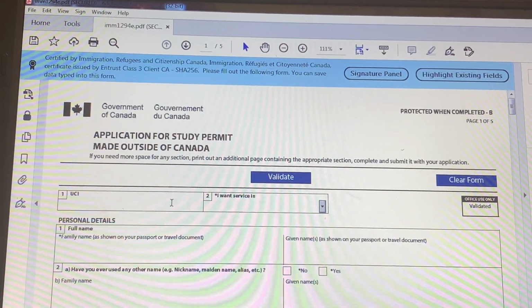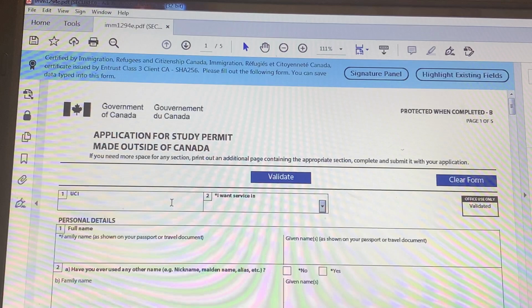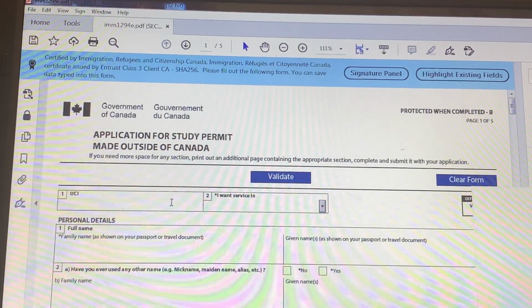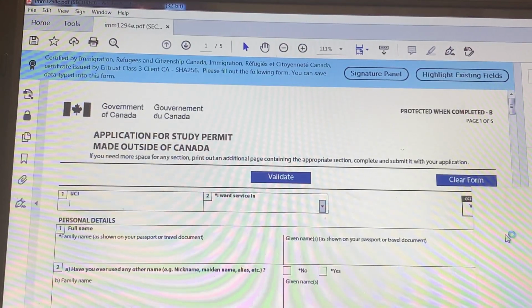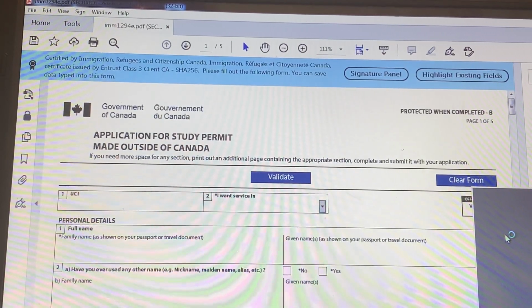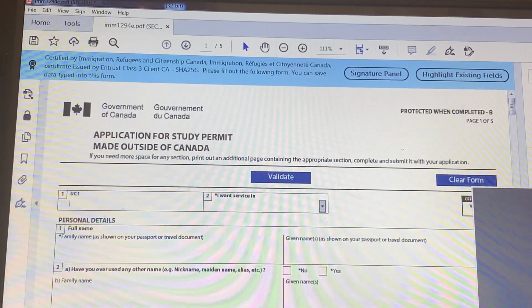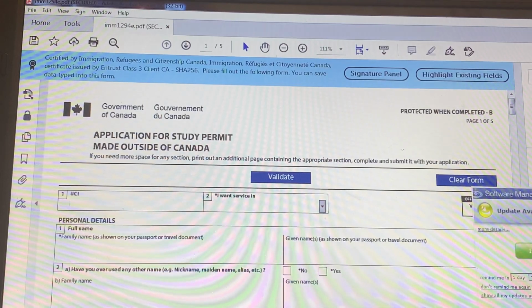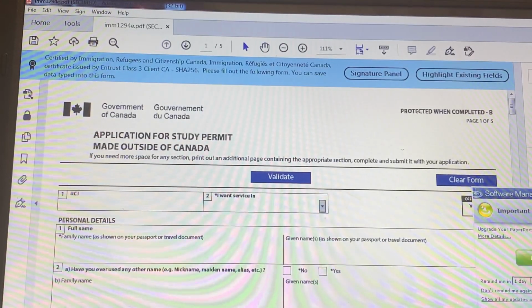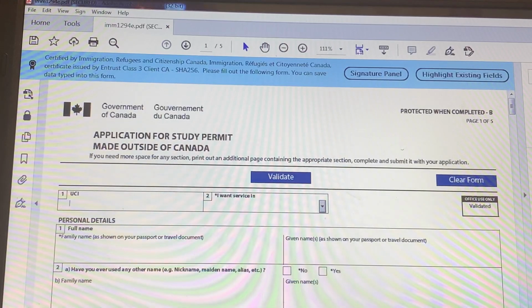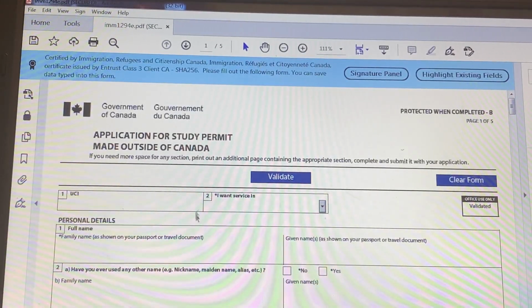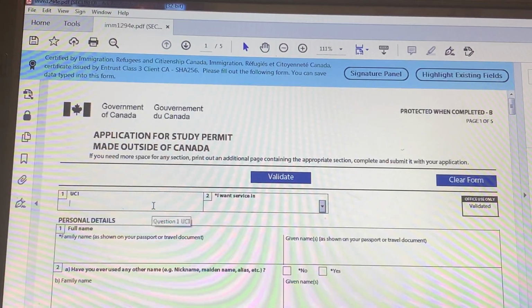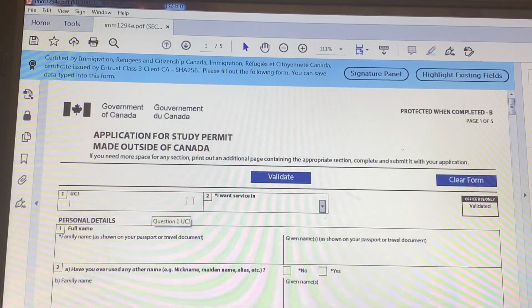Number one says a UCI. What is a UCI? A UCI is a number that you will get when you apply for any Canadian visa or any application you make with IRCC. You are issued with what is called a UCI number. Now, if you have applied in the past, you would have gotten a UCI number. You would use the exact same UCI number in this section right here. Now, guys, if you're applying for the first time, you will leave it empty.